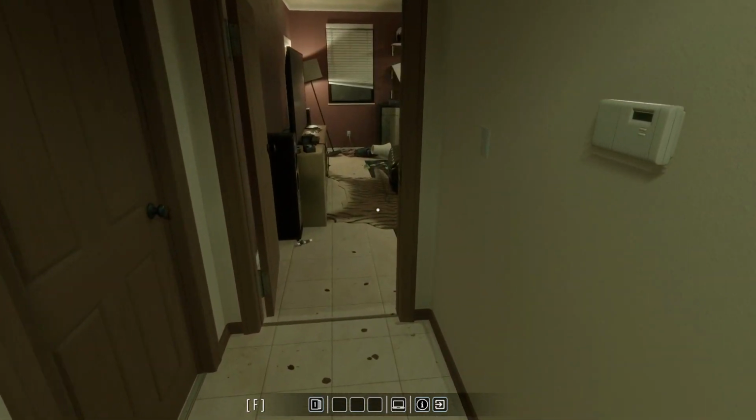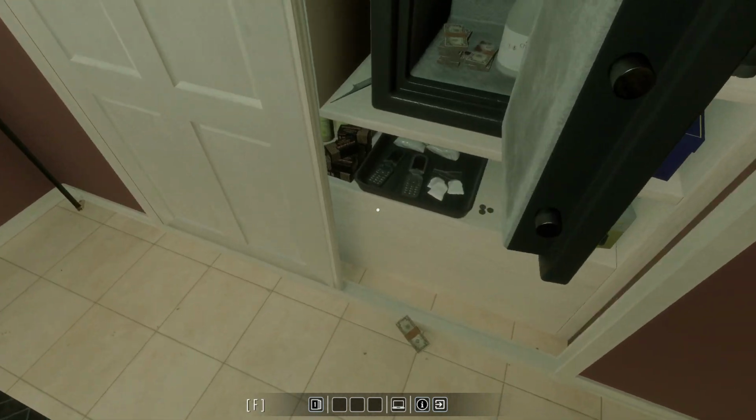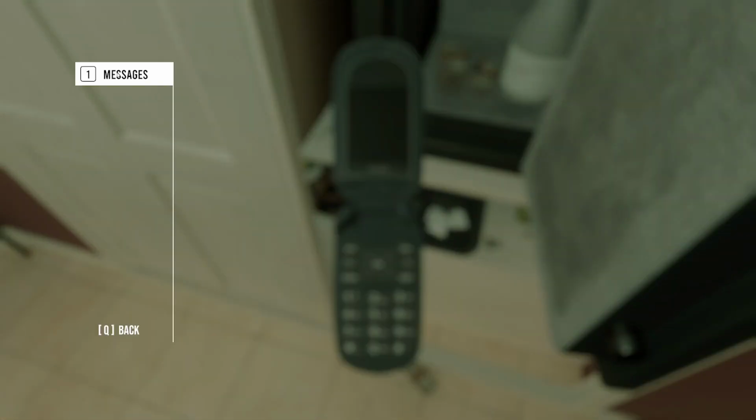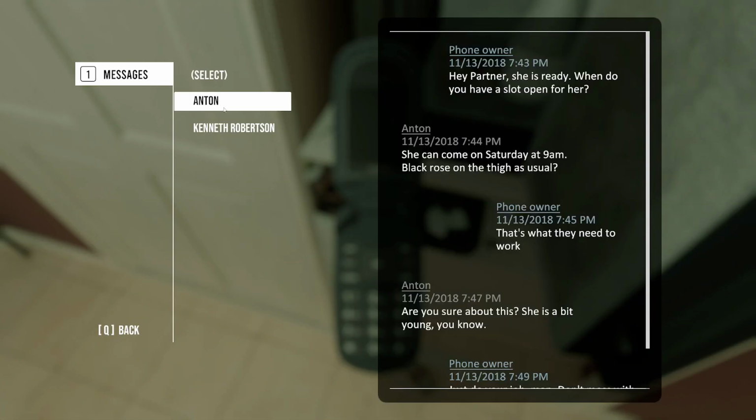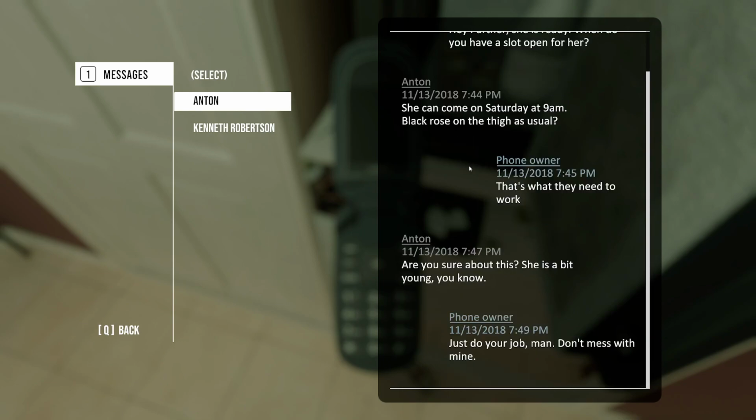Okay, I need to go and check the burner phones. Burner phones. Why didn't I be as thorough as I had hoped? Anyways, this is Anton, the tattoo artist. Yeah, I don't think he would worry about that if it's Stephanie. Although Stephanie is young too, Irene is younger.